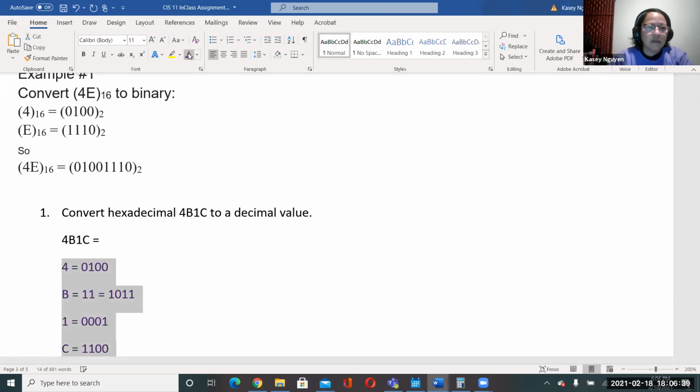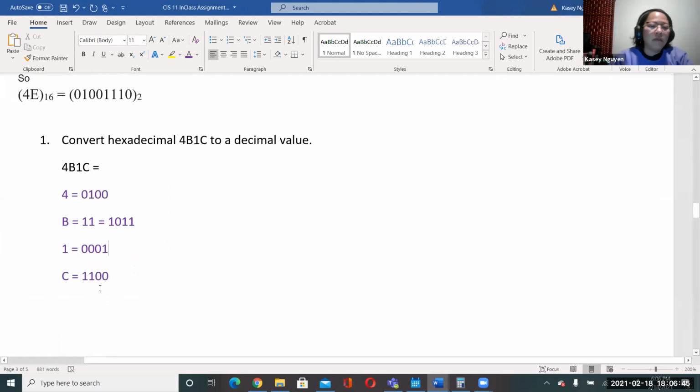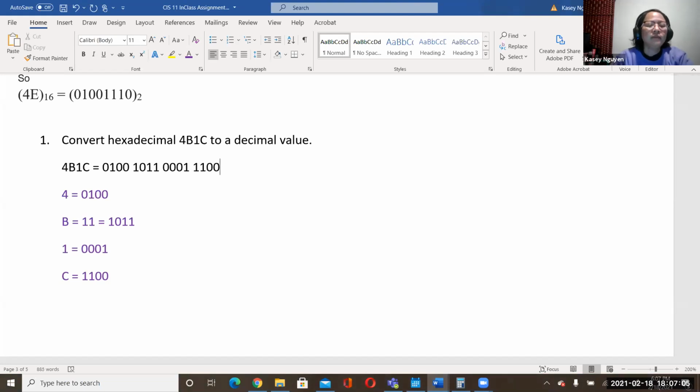Okay. So as you can see, let me move this up a little bit further so you can see. If we write this out in binary, you would start with the 4 here, and you would have 0, 1, 0, 0. I put a space there so it's easy for me to see. And then 1, 0, 1, 1, and then 0, 0, 0, 1, and then 1, 1, 0, 0. Now, if you wanted to go further to make this into a decimal, we can add up all the ones starting from the right and then go left.